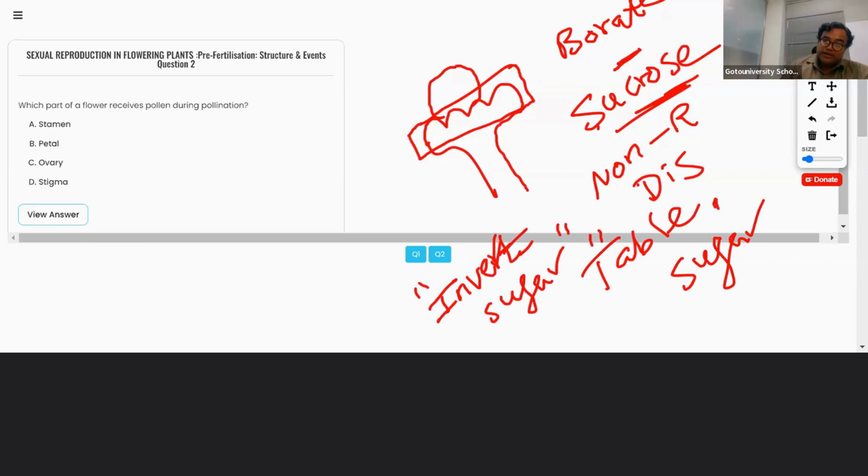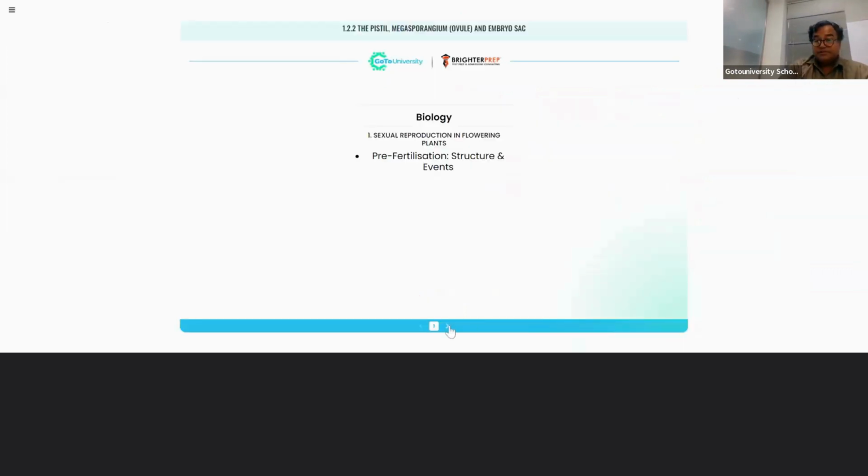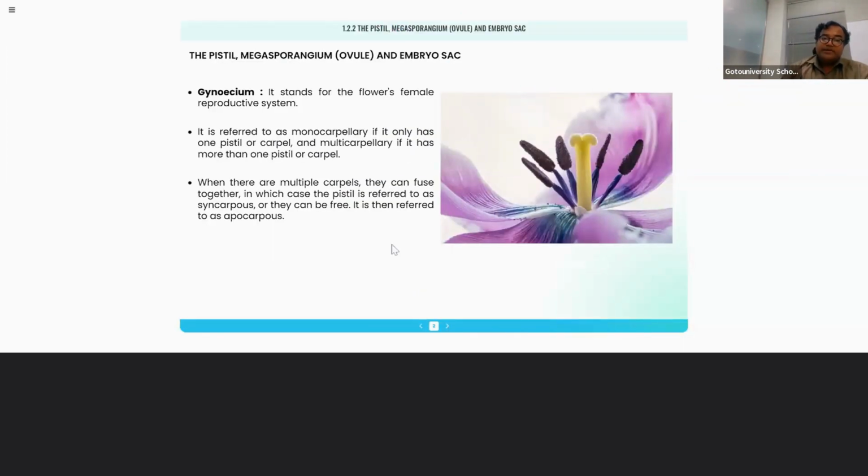Okay, other than sucrose and borate, calcium ion also makes the pollen grain adhere or attach to the stigma, right? So we should be careful with the words we are using for the female reproductive system. There is the gynoecium, which has many important segments.